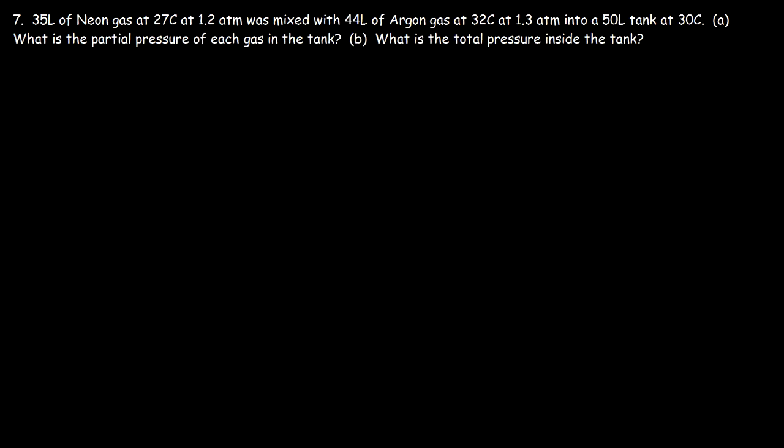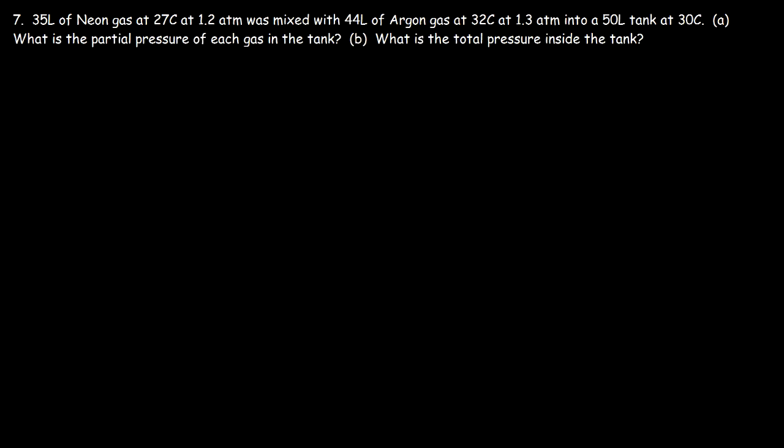Number 7. 35 liters of neon gas at 27 degrees Celsius at 1.2 atm was mixed with 44 liters of argon gas at 32 Celsius at 1.3 atm into a 50-liter tank at 30 Celsius. What is the partial pressure of each gas in the tank? And what is the total pressure inside the tank?